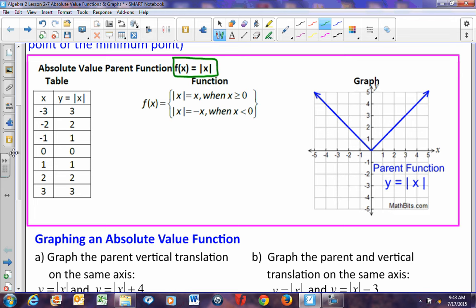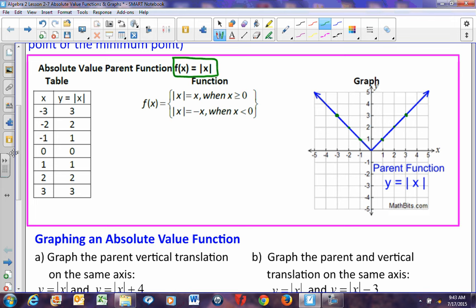They're very easy to graph. Actually, you only have to graph one half of them. If I was to graph the point negative 3, 3, here's the point negative 3, 3, negative 2, 2, negative 1, 1. The other points are mirror images. So if this point here is 3 units to the left of the y-axis, I have to go 3 units to the right for its partner. 2 units to the left, 2 units to the right, 1 unit to the right, 1 unit to the left.